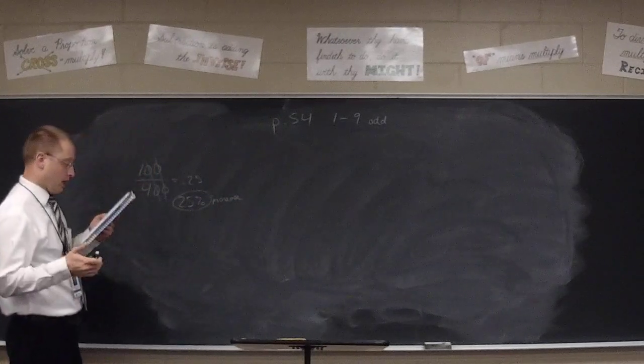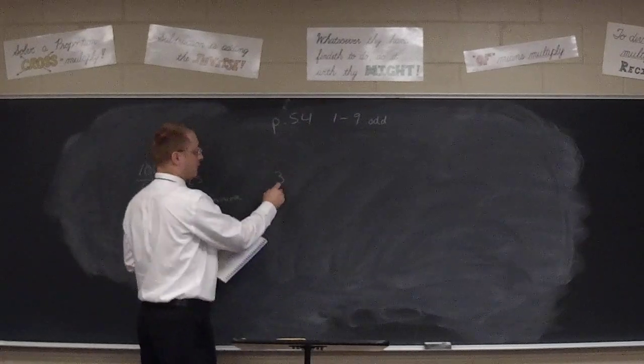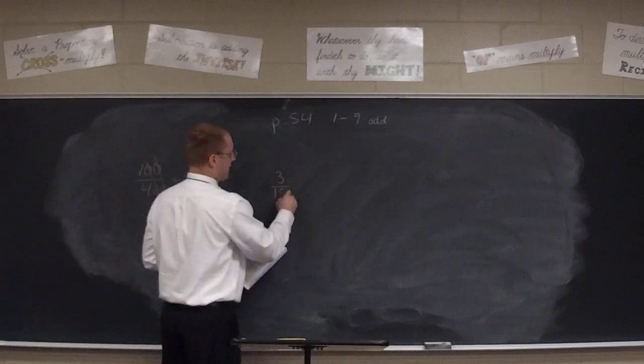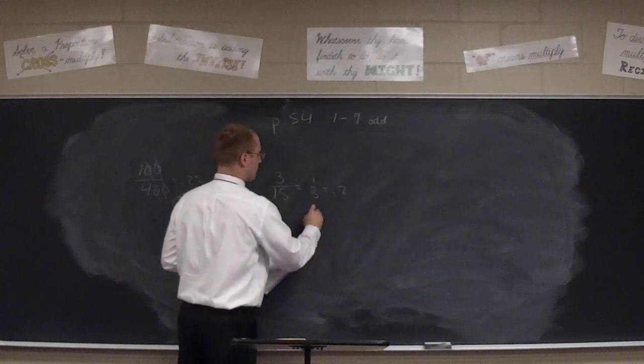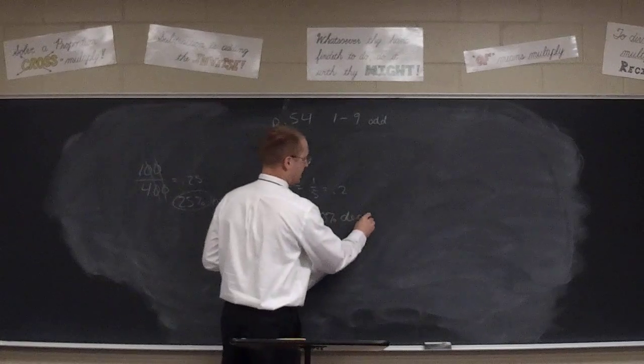Number three, what's the change? 3, because it went from 15 to 12. What's the original? 15. That can reduce down to 1/5, which is 0.2, which is 20%. Did it go up or down? Down, so 20% decrease.